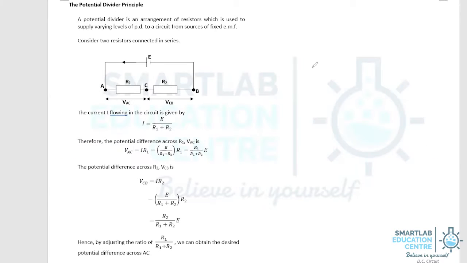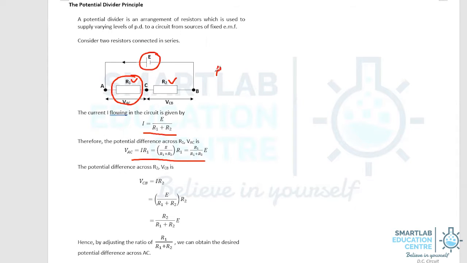Okay, let's take a look at an example on the potential divider principle. So we have an EMF E with 0 internal resistance connected to resistances R1 and R2. One way to derive the potential difference across R1 is certainly to do the steps of calculating the current and then deriving VAC. The other way is just right away to look at the total resistance.